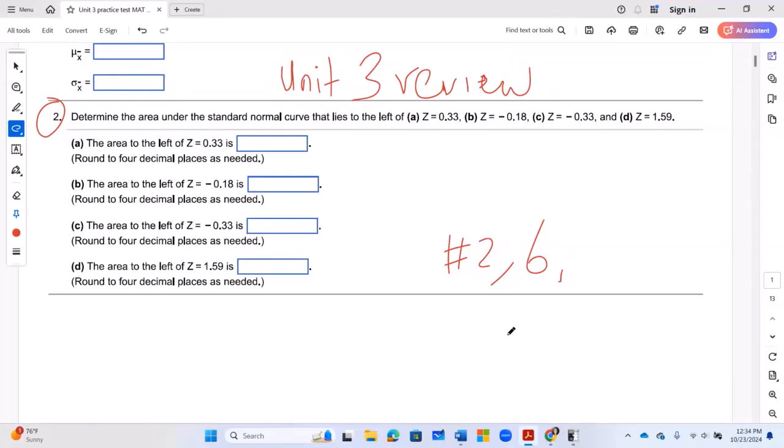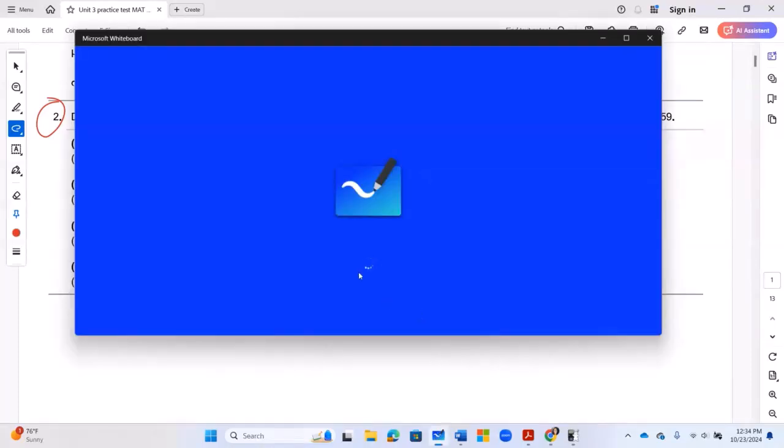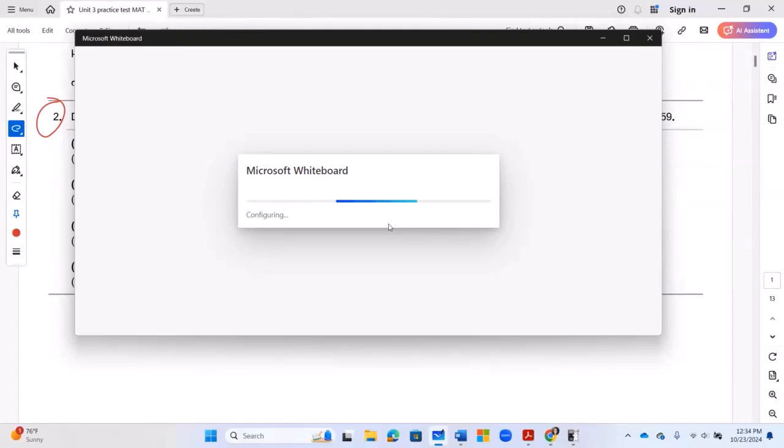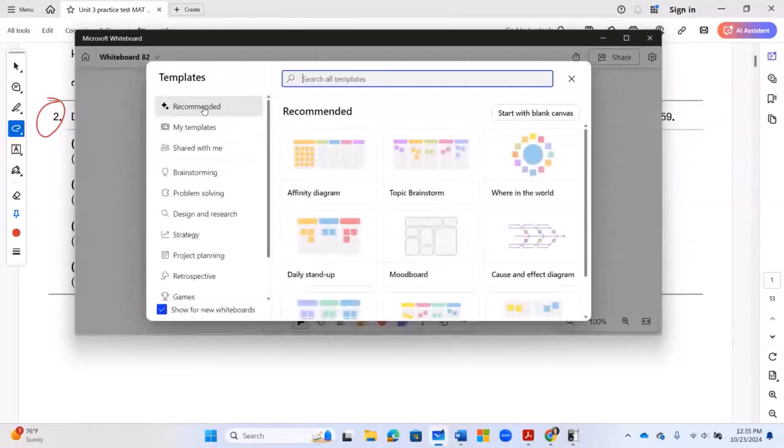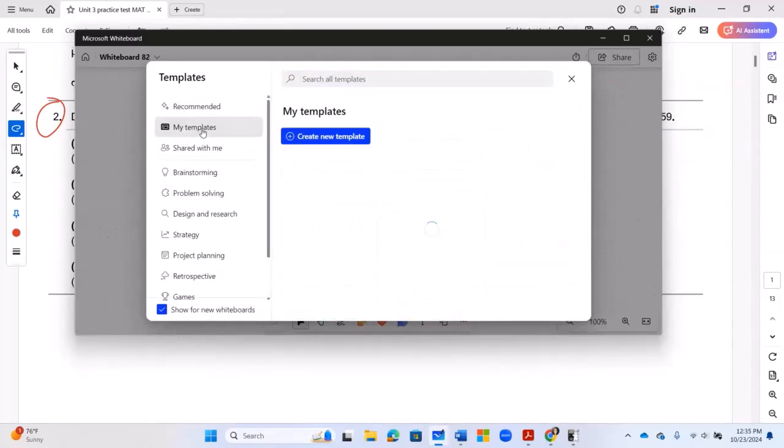Question on the standard normal curve: you draw a normal curve. Draw a picture, and the picture is the picture of a normal curve. All right, so I think I need to pull up a whiteboard and my template.